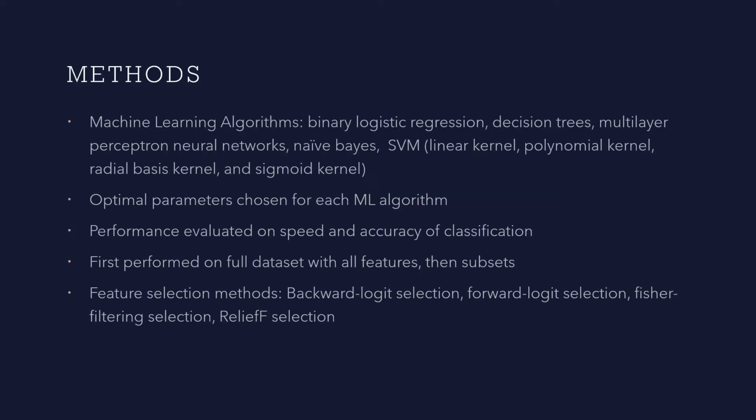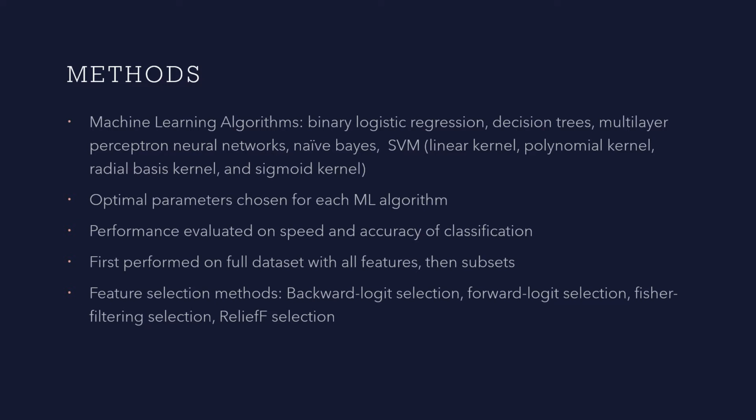So for the methods, there were a few different types of machine learning algorithms used, such as binary logistic regression, decision trees, multi-layer perceptron neural networks, naive Bayes, support vector machines, including linear kernel, polynomial kernel, radial basis kernel, and sigmoid kernel. Optimal parameters were chosen for each of the algorithms, obviously.